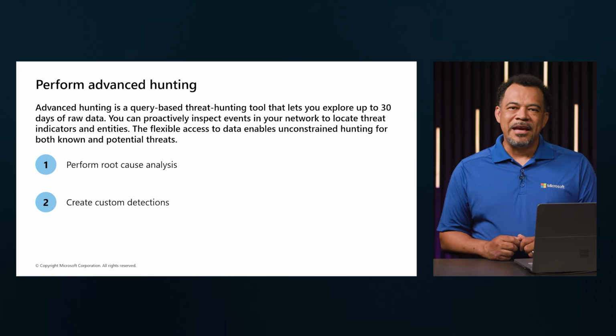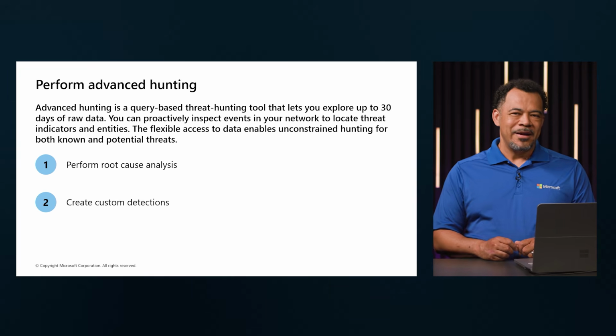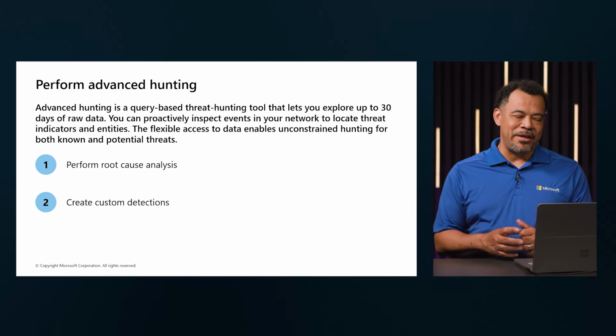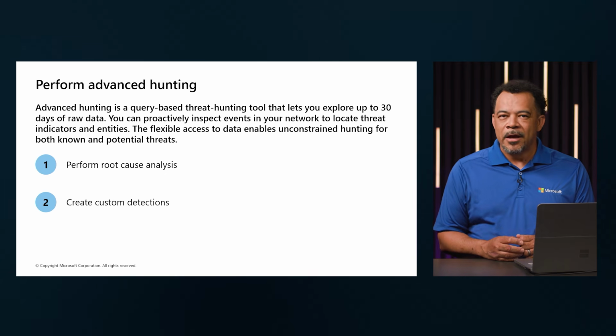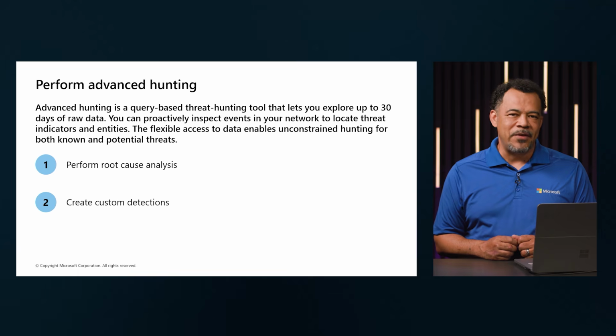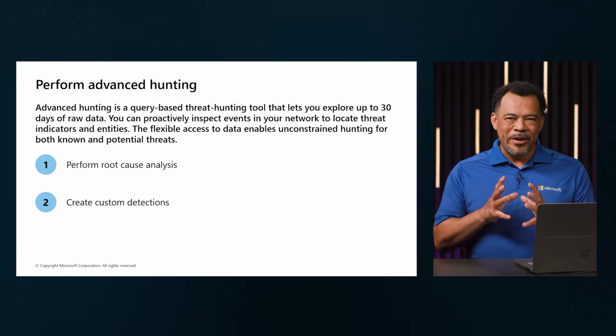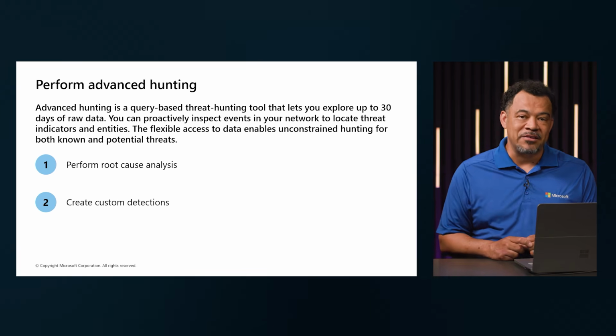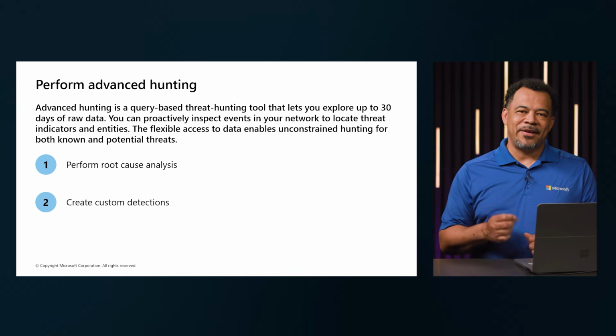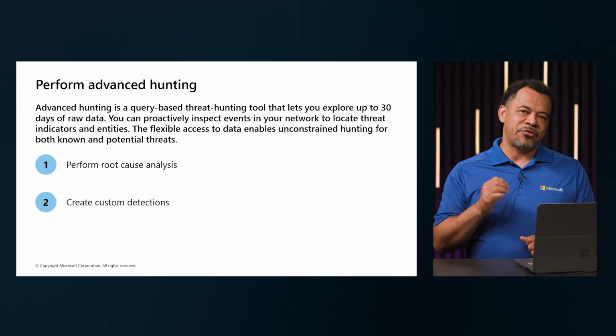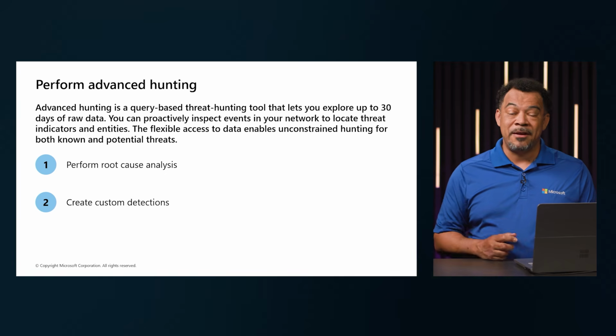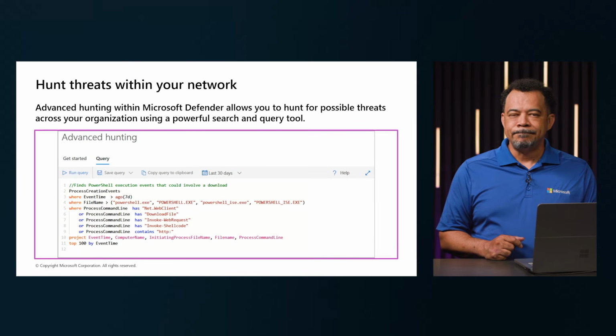Advanced Hunting is a query-based hunting tool that lets you explore up to 30 days worth of raw data. You can proactively inspect events in your network to locate threat indicators and entities. The flexible access to data enables unconstrained hunting for both known and potential threats.